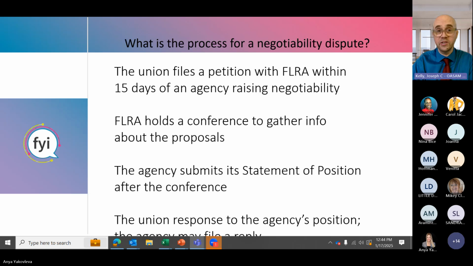So then after the post-petition conference, the agency will submit its statement of position and any evidence to support its statement of position. And then once the agency submits its statement of position, the union submits its response to the FLRA. And then after the union issues its response, the agency gets one more chance and can issue a reply to make any further arguments that it needs to make based on the union's response.